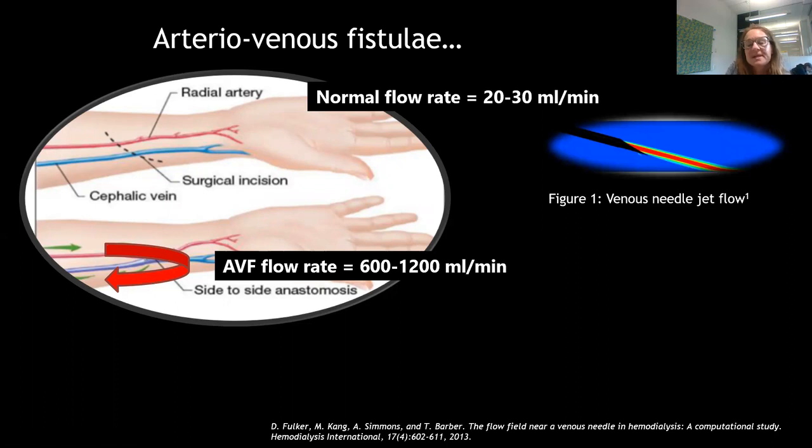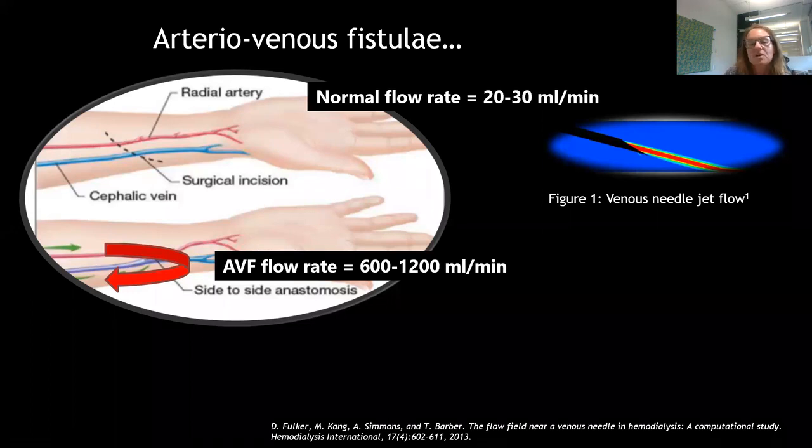So the blood is taken out with 2 needles. The arterial needle takes the blood out, and the venous needle returns the blood. So when the blood is returned, it's coming in as a fairly high-speed jet, which is then impacting on the vessel wall.